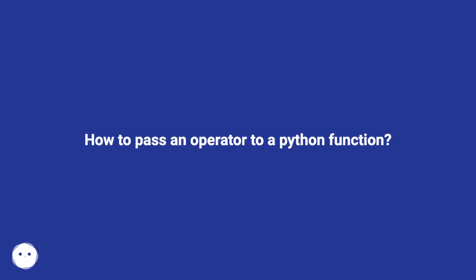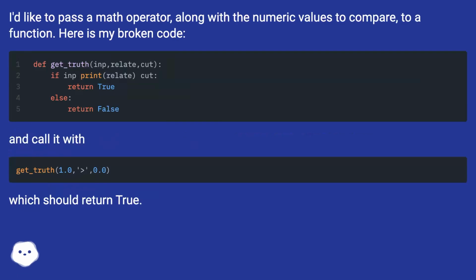How to pass an operator to a Python function. I'd like to pass a math operator, along with the numeric values to compare, to a function. Here is my broken code. And call it with, which should return true.